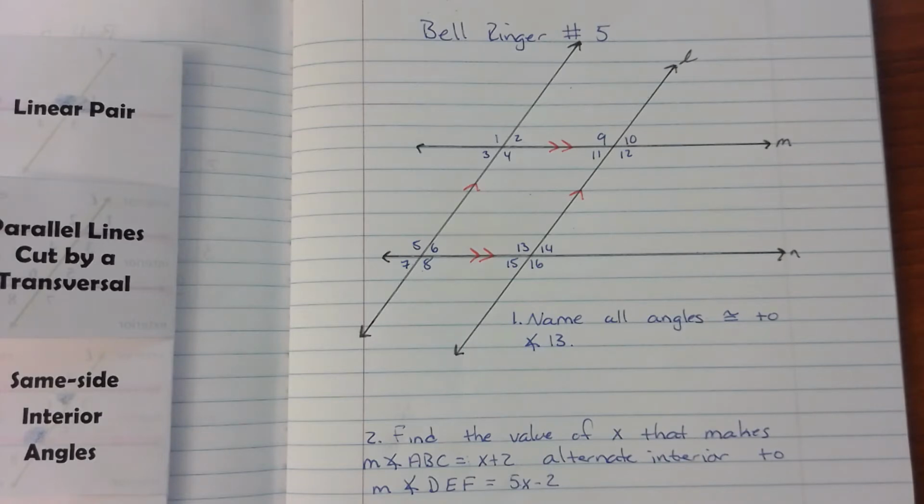If I told you alternate exterior to 16, give me a number that is alternate exterior, same rules apply, now we're just outside, to 16. 16 and what is alternate exterior? Perfect. Now go the other direction. 16 and what? We can't use these because they don't share a line. So use these. 16 and what?